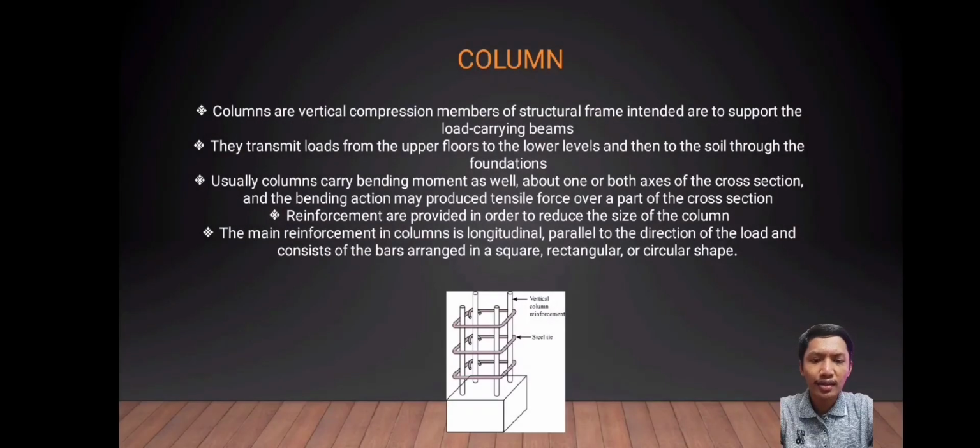Okay, next is column. Columns are vertical compression members of the structural frame, which in turn support the load carrying beams. Reinforcement is provided in order to reduce the size of the column. The main reinforcement in column is longitudinal, parallel to the direction of the load, and consists of bars arranged in a square, rectangular or circular shape.